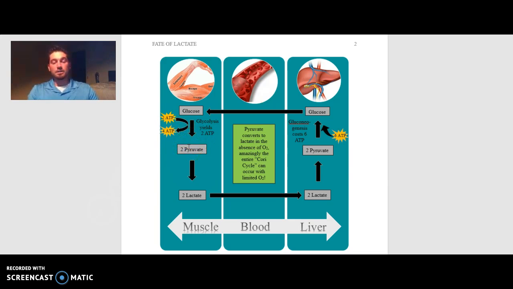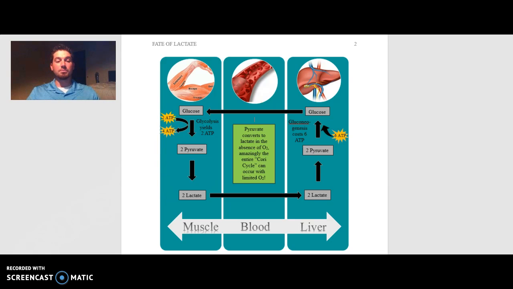Now the difference here is when there is a lack of oxygen, pyruvate is not able to convert to acetyl-CoA, and it actually converts into two molecules of lactate. Because there's no acetyl-CoA, the Krebs cycle and the electron transport chain are not activated. So this leads to a buildup of hydrogen atoms.